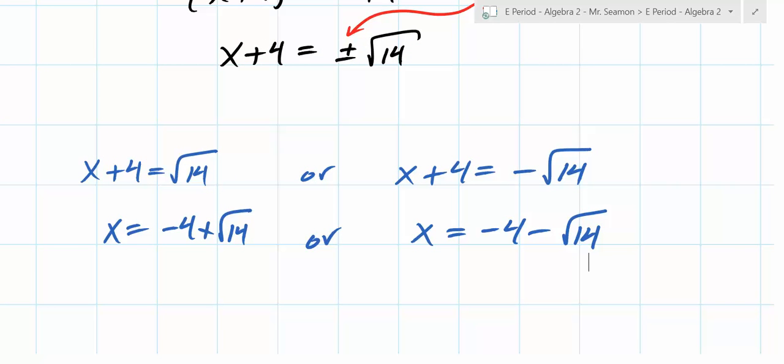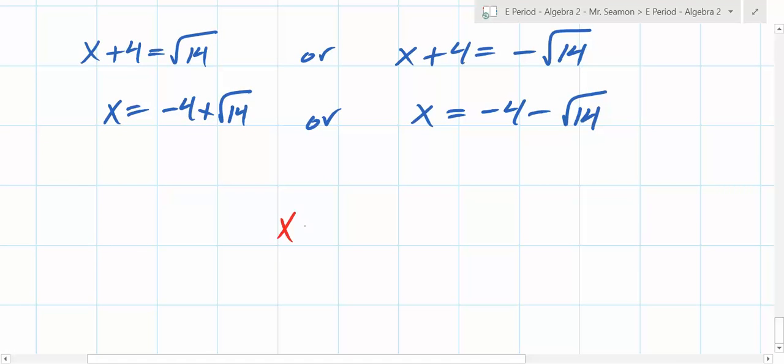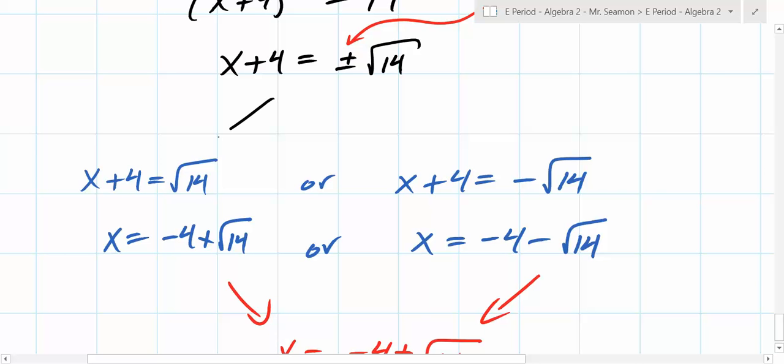Can you break down the square root of 14? Oh yeah, I'm sorry. Yeah, you could write x is equal to negative 4 plus or minus root 14. Yes, absolutely. The important thing is you need to be very careful. It is two cases at this point.